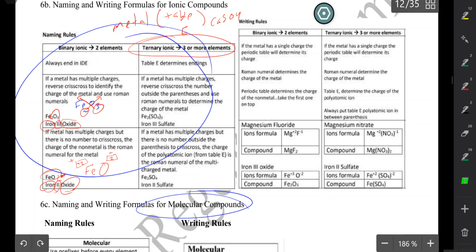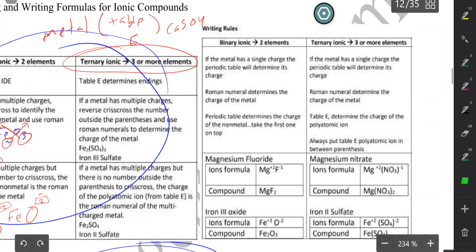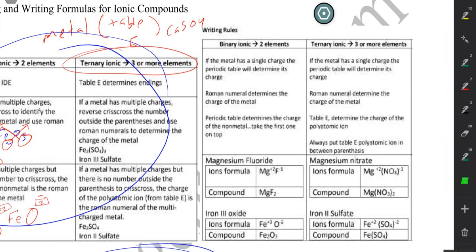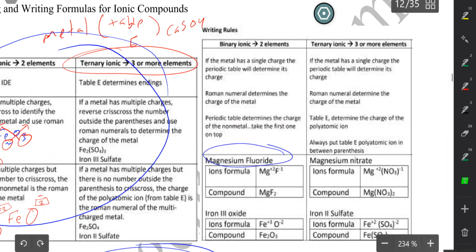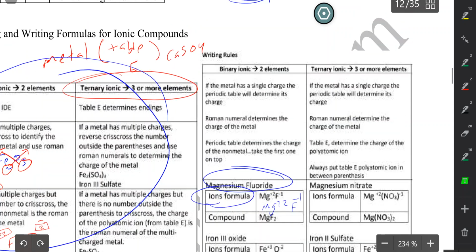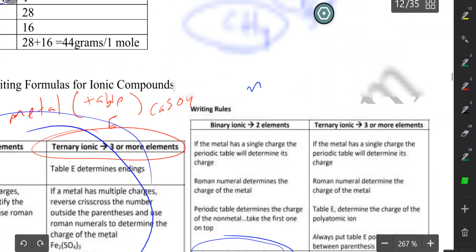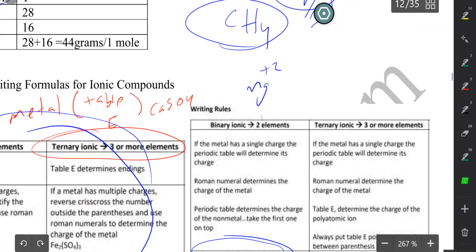Now when it comes to writing formulas for ionic compounds, you're going to do the same exact thing that you did earlier. For example, let's say here magnesium fluoride. If I want to write the formula of that, first you write the ion formula, which is you pretty much identify the charges. So Mg is +2, F is -1. And then you crisscross to figure out the compound formula. So here it goes a little bigger. Mg is +2 for magnesium, F is -1 for fluorine.